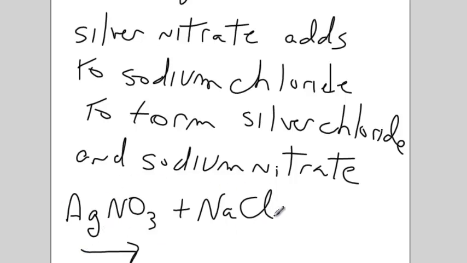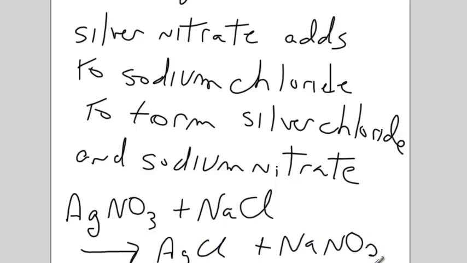These things here on the left side of my arrow are reactants, R-E-A-C-T-A-N-T-S, reactants, and they are going to form products. So reactants, products. AgCl plus NaNO3. Okay, so I simply took what I saw and I wrote it into a chemical equation. Now, usually there's more information in that chemical equation than just this.